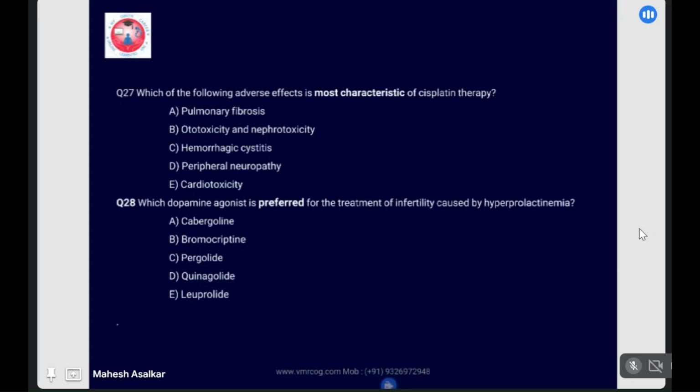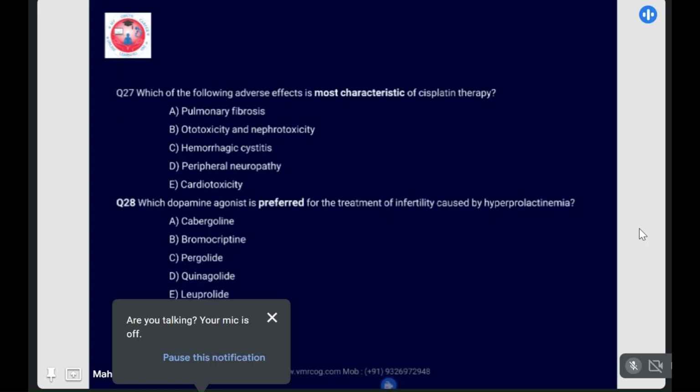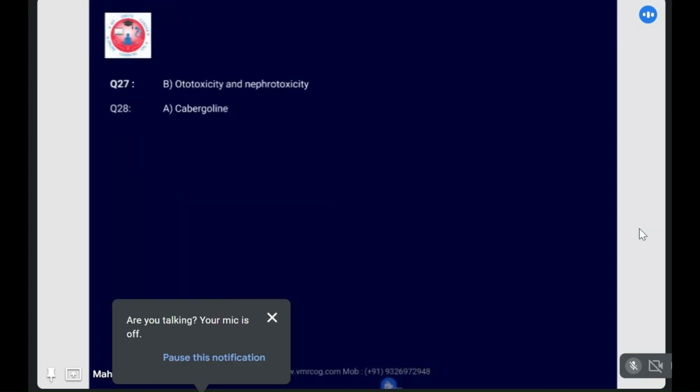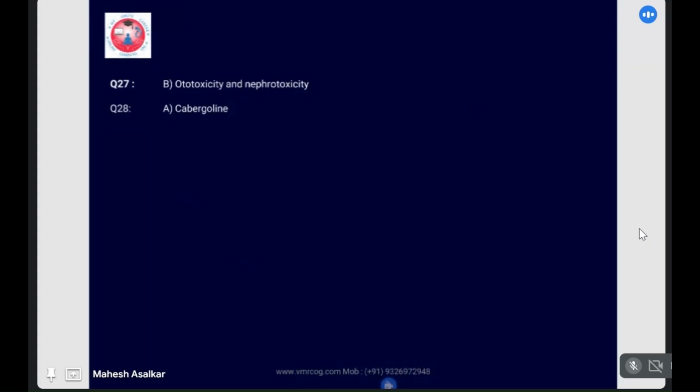Okay, next question. Which dopamine agonist is preferred for treatment of infertility caused by hyperprolactinemia? A. Cabergoline, B. Bromocriptine, C. Pergolide, D. Quinagolide, and E. Leuprolide. B. Bromocriptine. So the question 27 correct answer is ototoxicity and nephrotoxicity, and cabergoline is the drug of choice for hyperprolactinemia. Okay. Yes, sir.